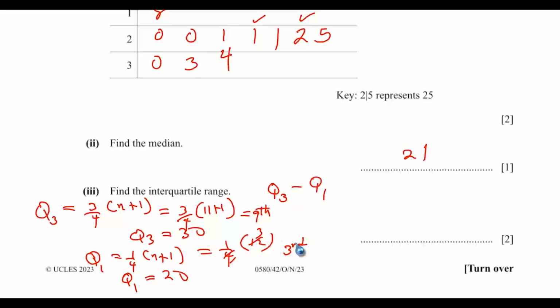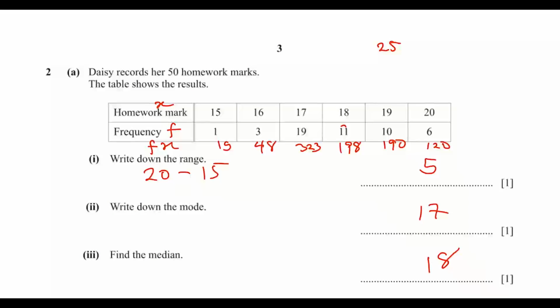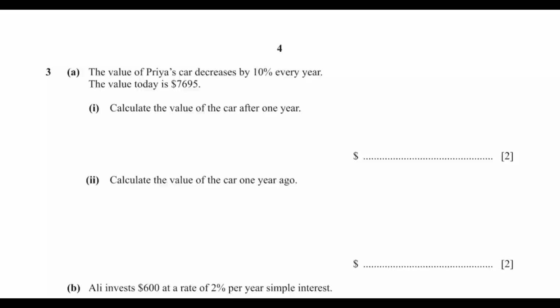Then we can now get the interquartile range. That will be 30 subtract 20, and that will be 10. So the interquartile range is 10. Let's go to the next question. That will be question 3.